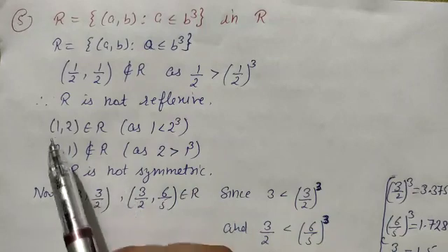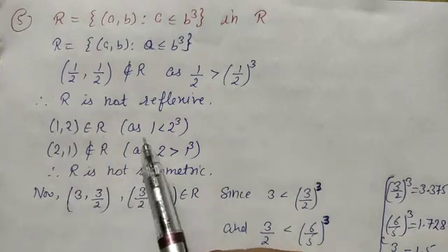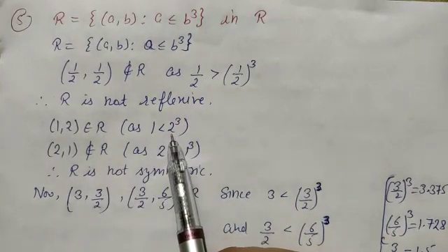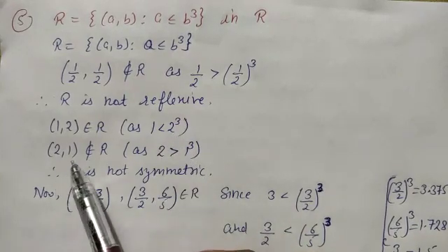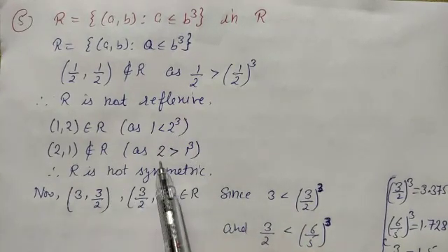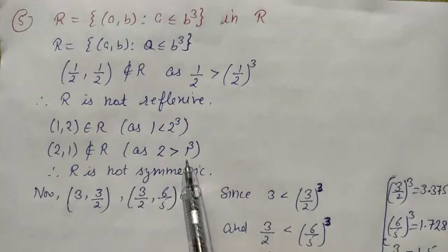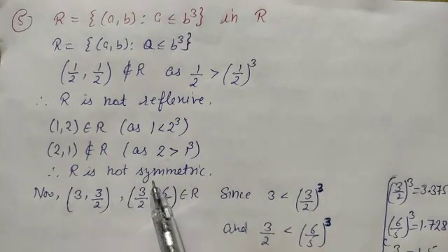Now for symmetric: (1, 2) belongs to R as 1 is less than the cube of 2. Cube of 2 is 8. 1 is less than 8. And (2, 1) does not belong to R as 2 is greater than the cube of 1. So R is not symmetric here.